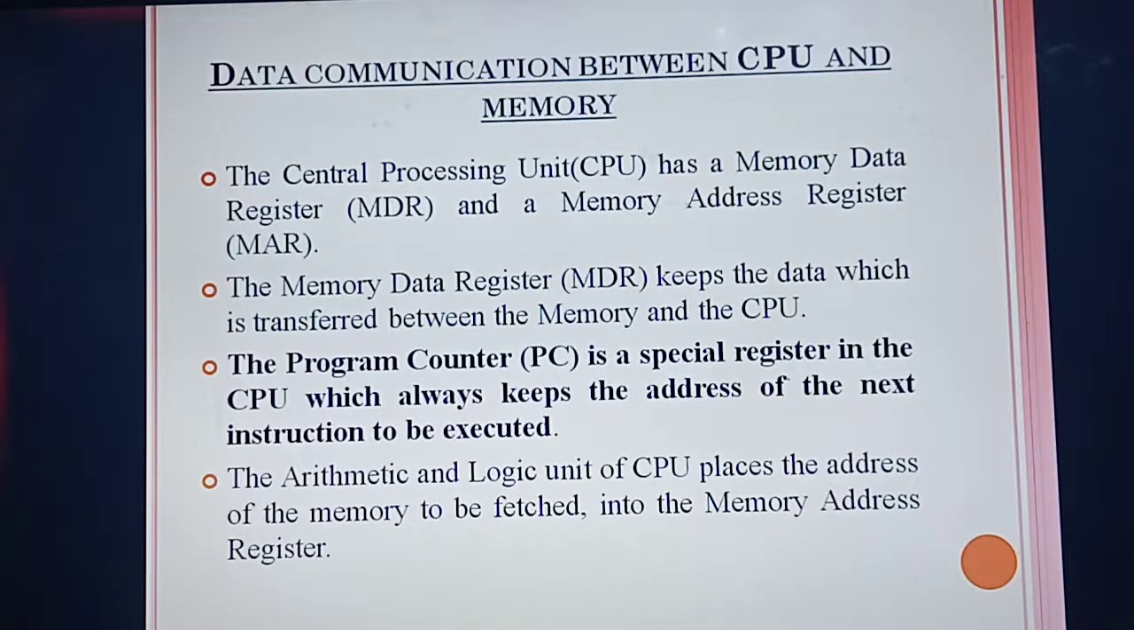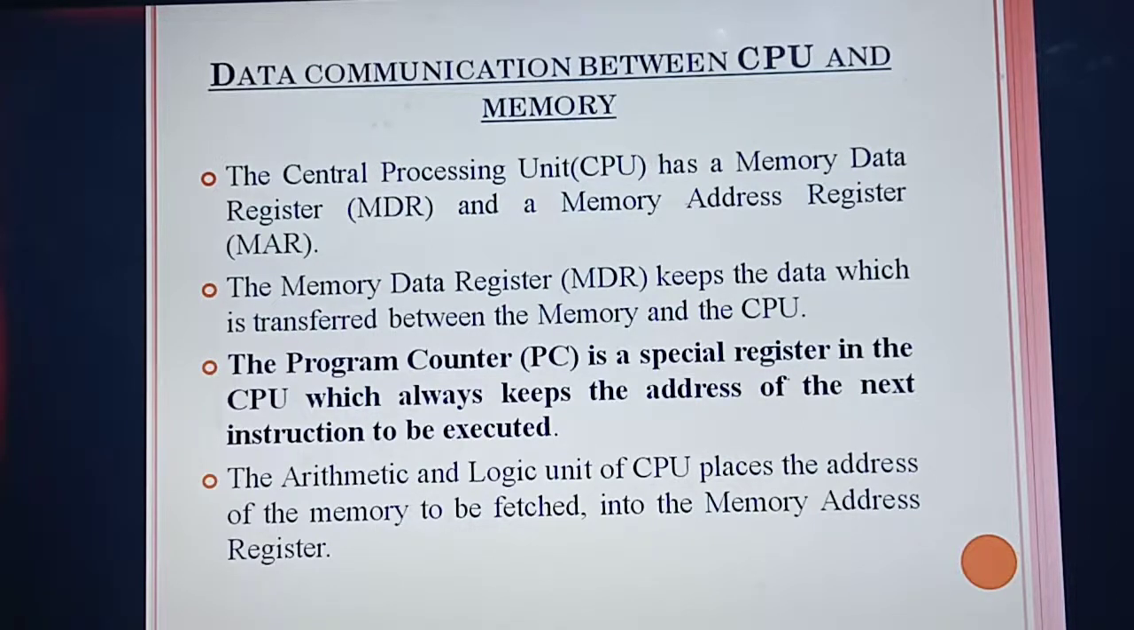Understood? So what things have you studied? The CPU has 2 types of register. What are they? MDR and MAR. What's the use of MDR? MDR always keeps the data transfer between the memory and CPU. Then the program counter always has the address of the next instruction to be executed. Then MAR has the memory address from which, for the arithmetic and logic unit, you are going to fetch. Understand?